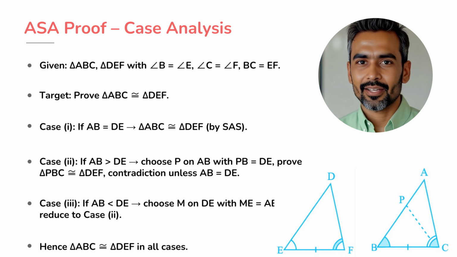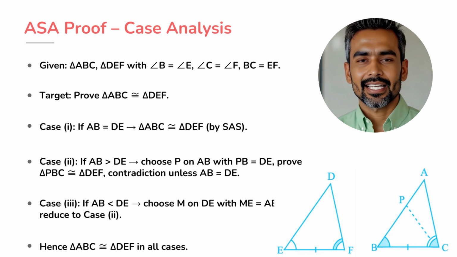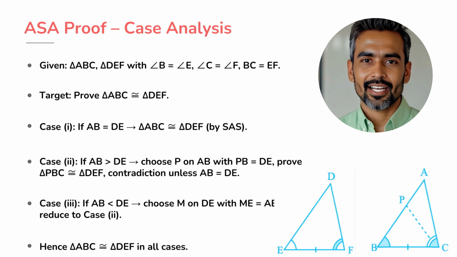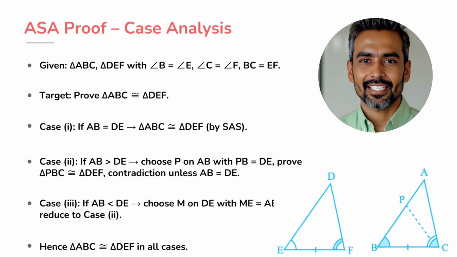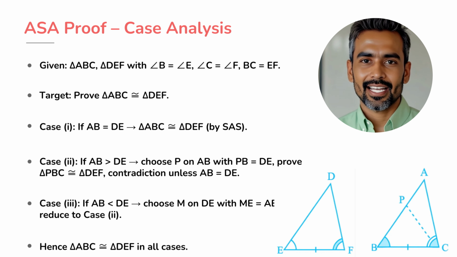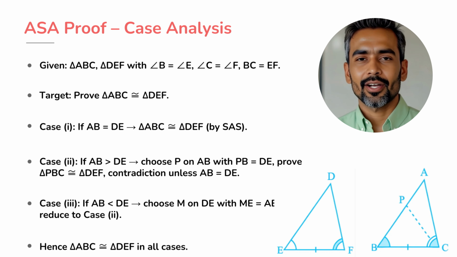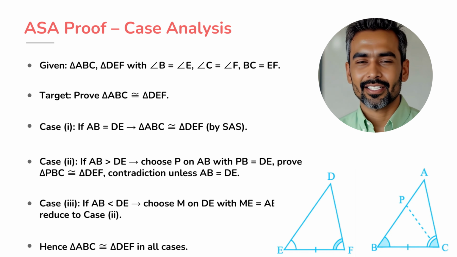Alright students, now that we've seen the ASA rule, let's carefully prove why it always works by analyzing different cases. We are given two triangles, triangle ABC and triangle DEF, with angle B equal to angle E, angle C equal to angle F, and side BC equal to side EF. The target is to prove that triangle ABC is congruent to triangle DEF. Let's start with case 1. If side AB is equal to side DE, then directly by the side angle side rule, the triangles are congruent. Simple and straightforward.